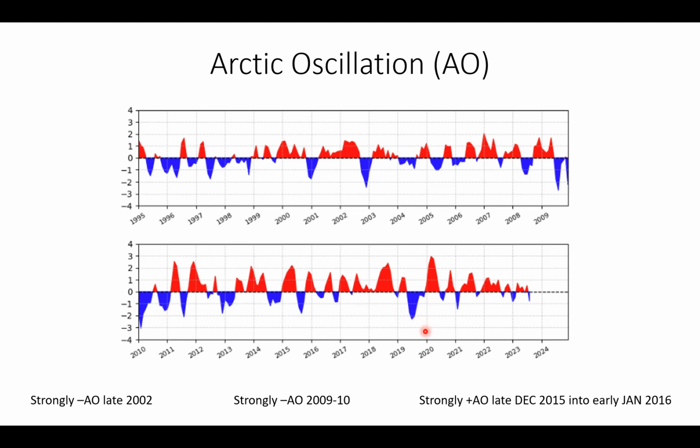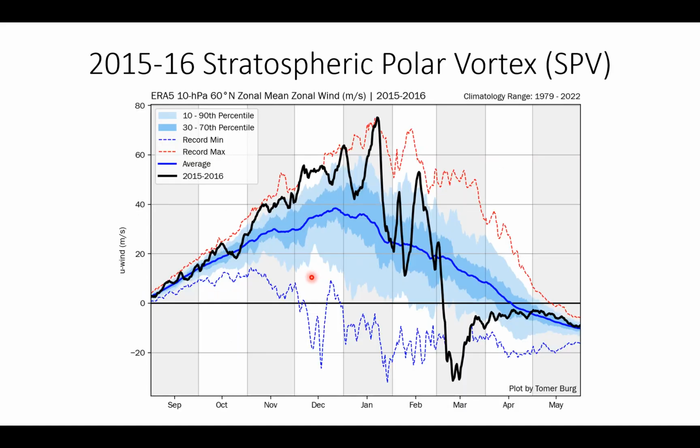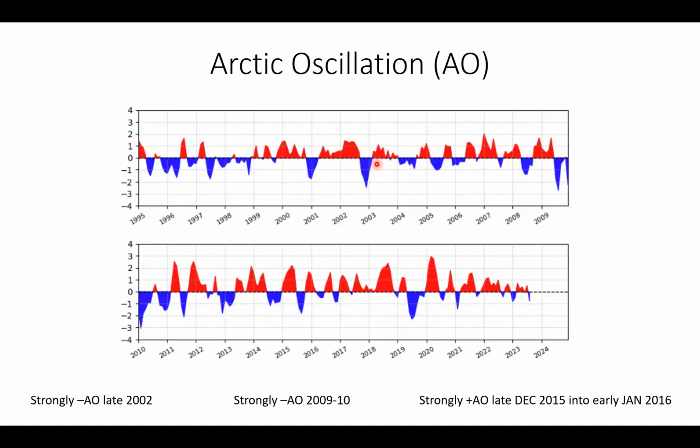And then we look at the late December 2015 and early January 2016 time period. Look at this. It's a strongly positive AO. Right, so strongly positive AO ties in nicely with how strong the stratospheric polar vortex was. So all the cold air was locked up to the Arctic, and it was milder in our part of the world in the eastern U.S. So really interesting. Okay, so that kind of summarizes things for the AO.